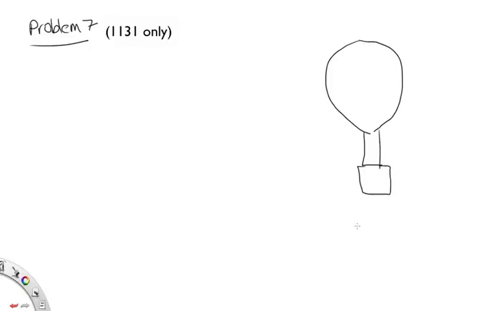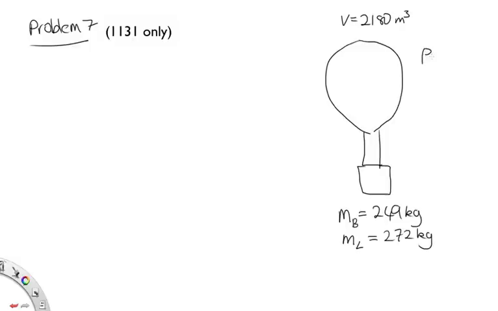The hot air balloon has a mass of 249 kilograms and it wants to lift a load with a mass of 272 kilograms. The volume of this part of the hot air balloon that holds the gas is equal to 2,180 meters cubed. It rises up into the atmosphere until it's surrounded by air with a density of 1.22 kilograms per meter cubed.